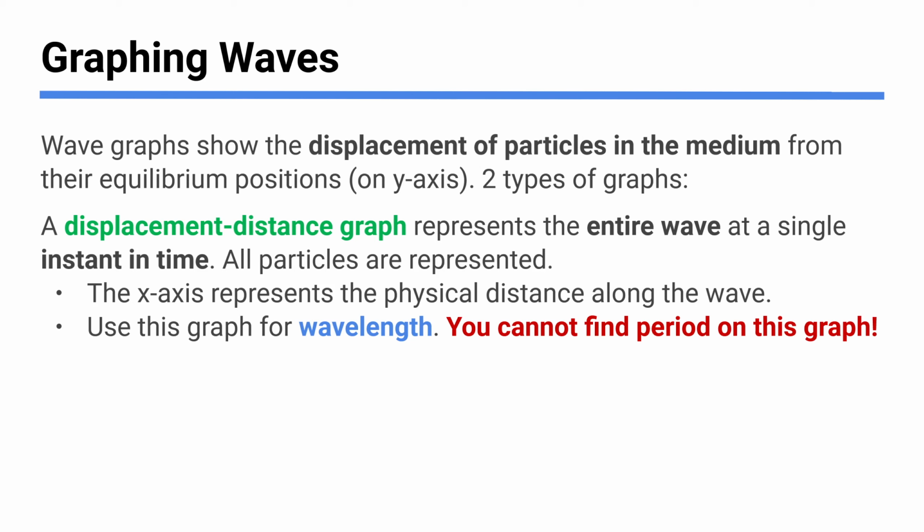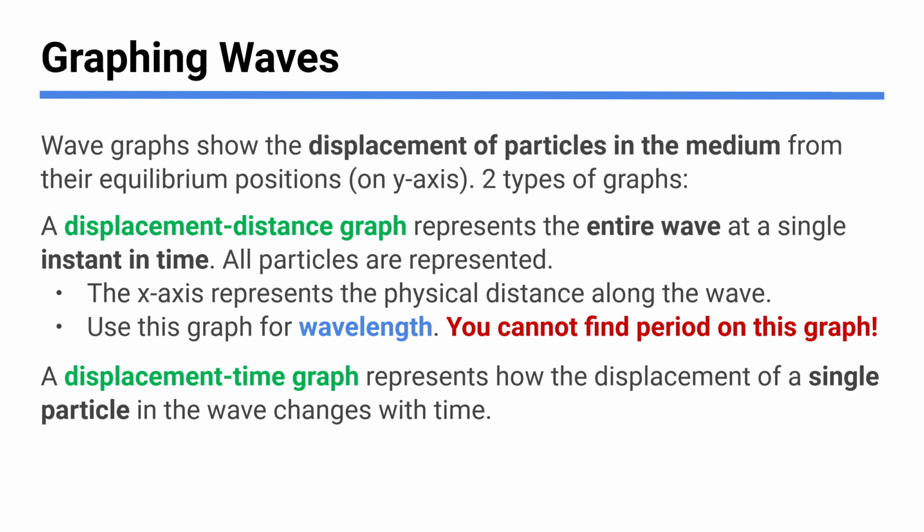Be careful, though, because you can't find period. So again, this is a math class. This stuff means stuff. You can't find period on this graph because this graph has nothing to do with time, and period is a measurement of time. So this graph will only give you a wavelength. You can get a period, though, if you have this graph, displacement versus time graph. This graph will look exactly the same as a displacement versus distance graph in its shape. They all look like sine waves and cosine waves and stuff.